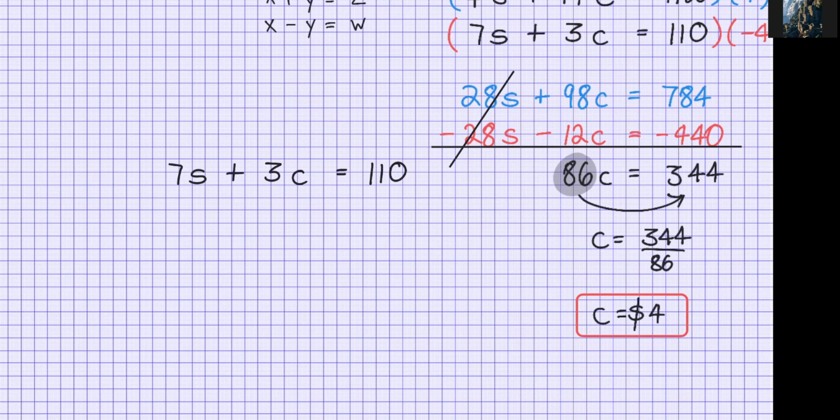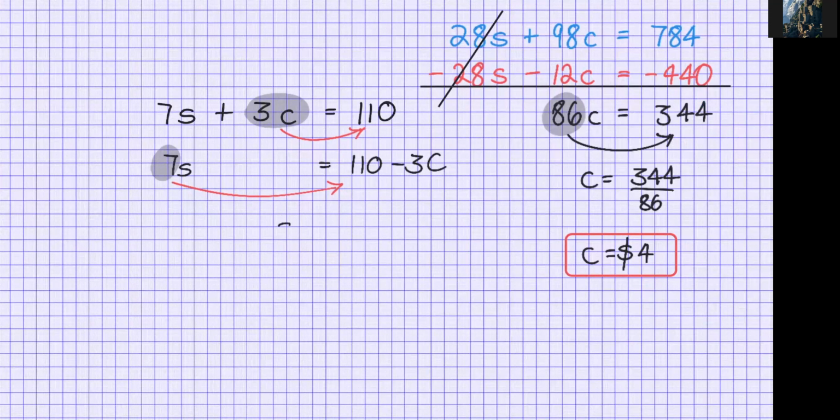So this, let's isolate the S. So this 3C is adding. It will go to the other side subtracting. So 7S will be 110 minus 3C. This 7 is multiplying. It will go to the other side dividing. So my variable S will be 110 minus 3C, and everything will be divided by 7.